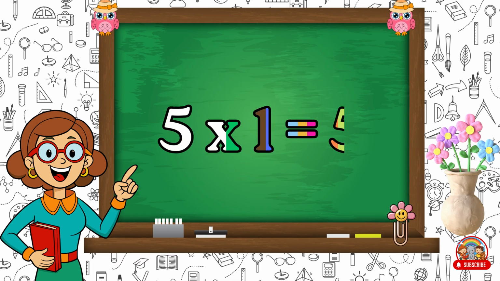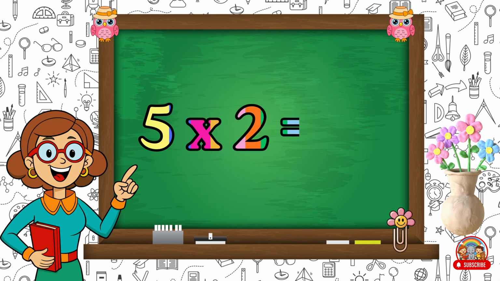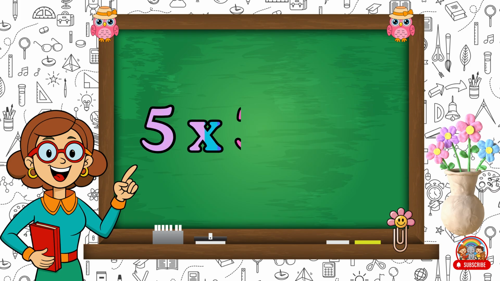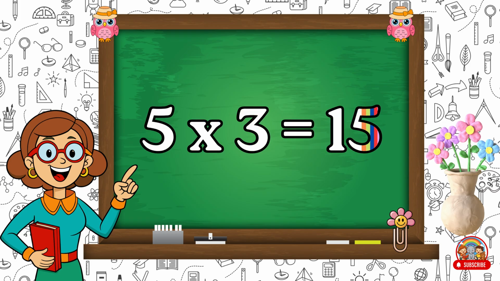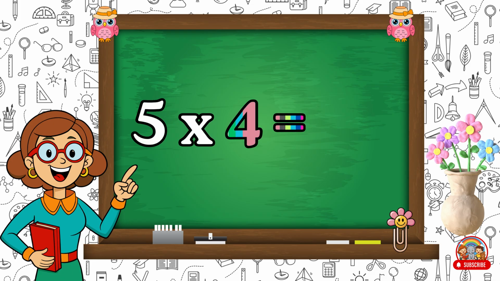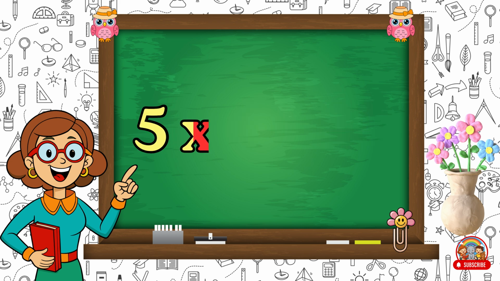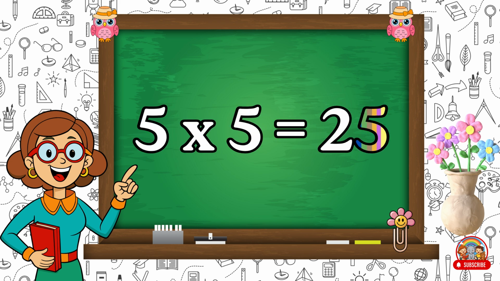5 ones are 5. 5 twos are 10. 5 threes are 50. 5 fours are 20. You're doing great. 5 fives are 25.